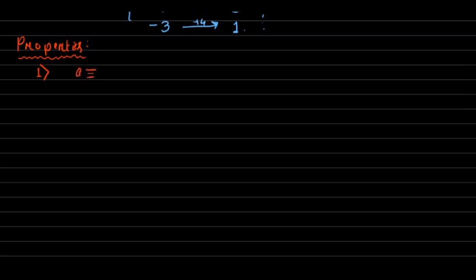Property number 1: a is congruent to a mod n. Isn't this obvious? Why? This basically means a minus a is always divisible by n. Let's check. a minus a is 0, and 0 is always divisible by n, provided n is non-zero. I think it is clear.